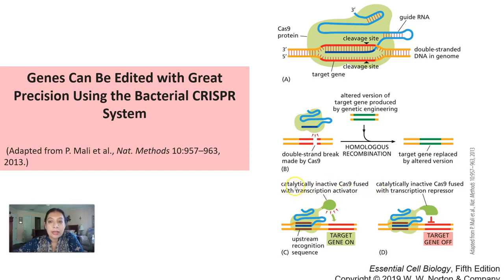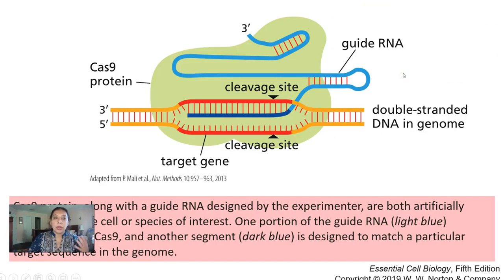So in this case, when you have certain conditions in place, the catalytically inactive Cas9 fused with a transcription activator is going to lead to the gene being on. When you have the catalytically inactive Cas9 fused with a transcriptional repressor, it's going to lead to the targeted gene being off. And so this can be used both to regulate the expression of that gene, but also to replace your original gene sequence with the altered version that you want to utilize, to look at maybe the effect of the mutated version of that gene or the normal version of the gene, depending on the condition.